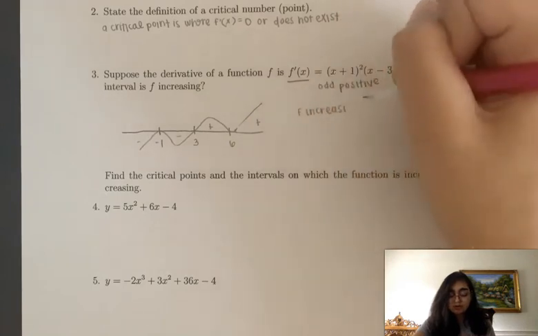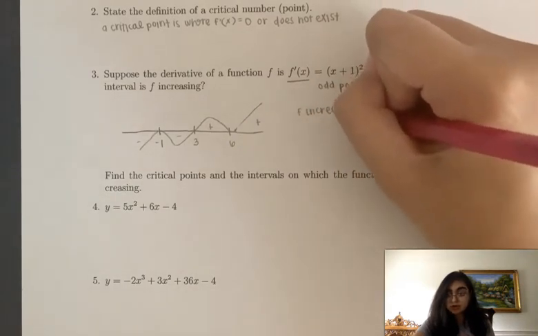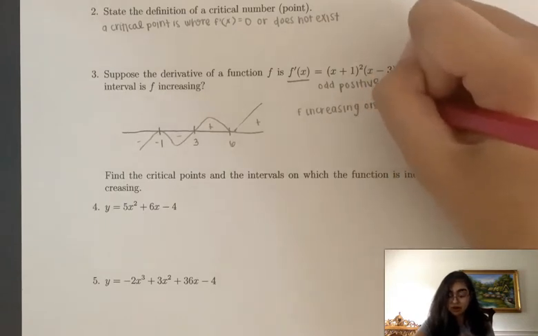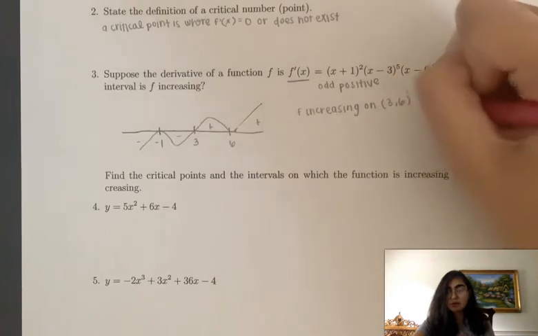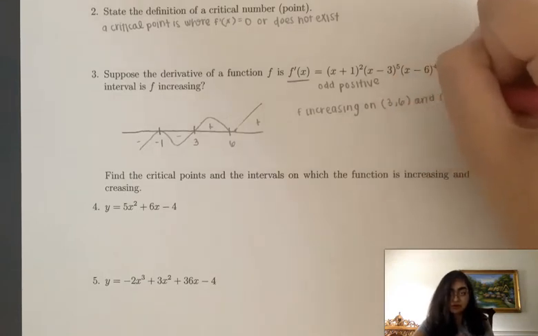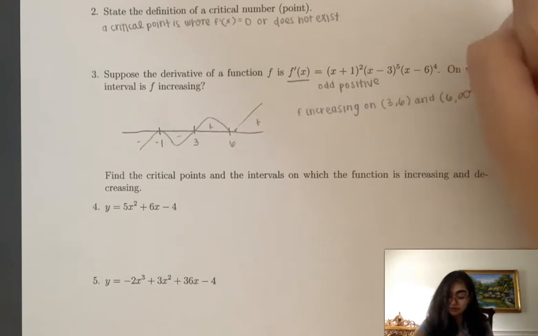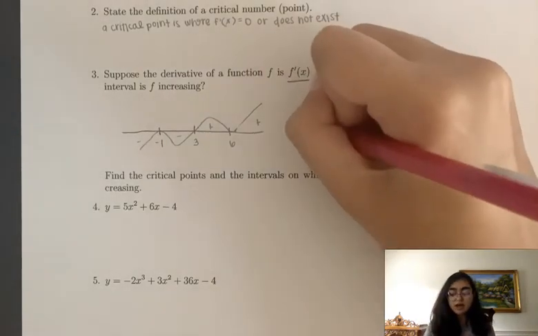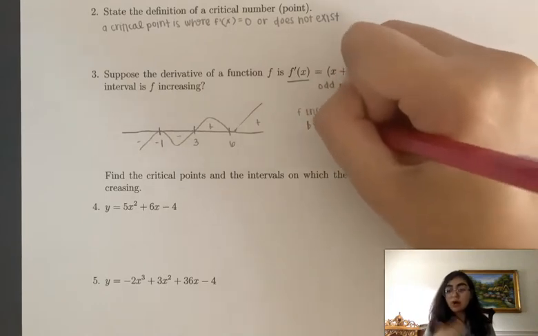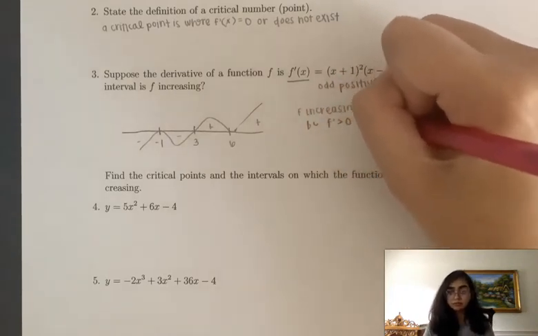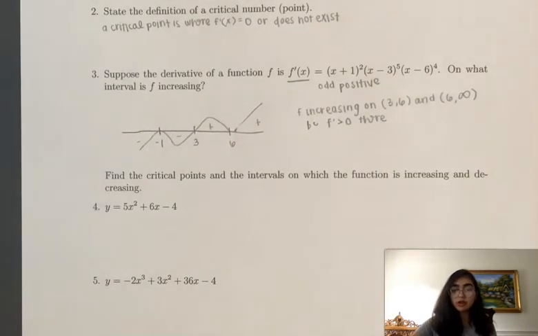So our final answer is going to be written as f increasing, so that's the question, on, in parentheses, 3, 6, and 6, infinity. That's our answer, because f prime is greater than 0, or positive there. And that's our rule. So as you can see, we have all 3 components in our answer. We have the question, f increasing, the actual answer that we found from the sign chart on the interval 3 to 6 and 6 to infinity, and then the rule, because f prime was greater than 0 there.